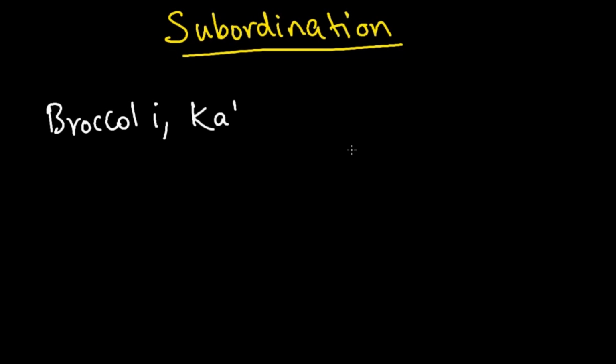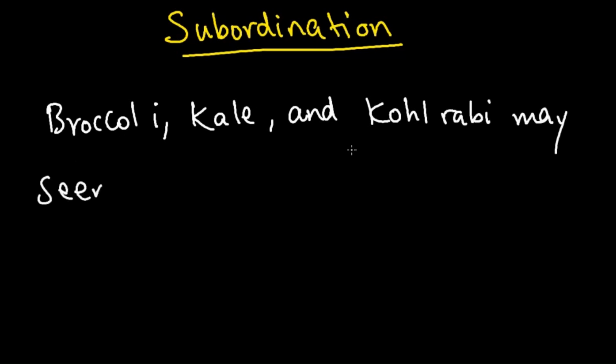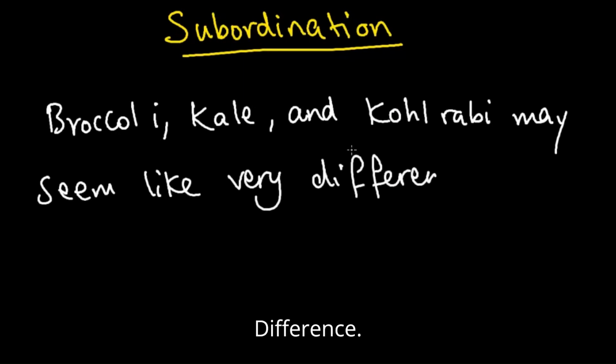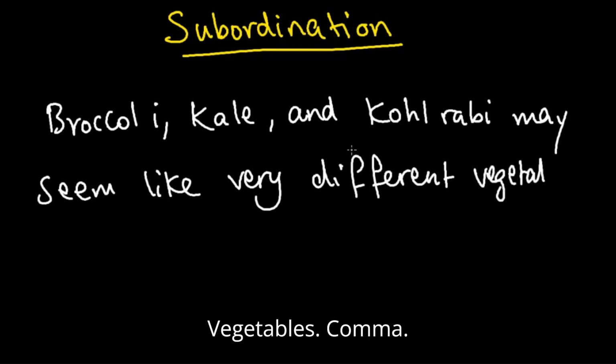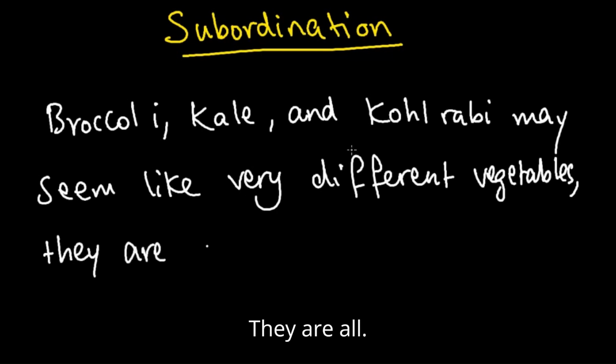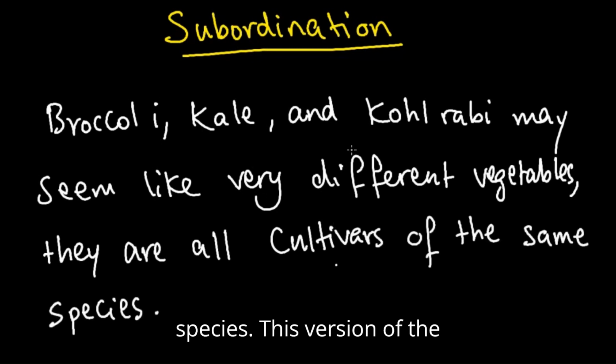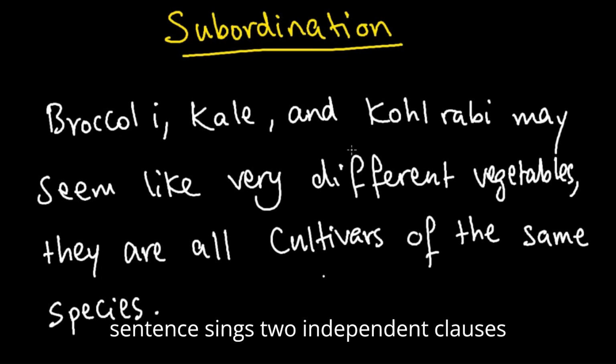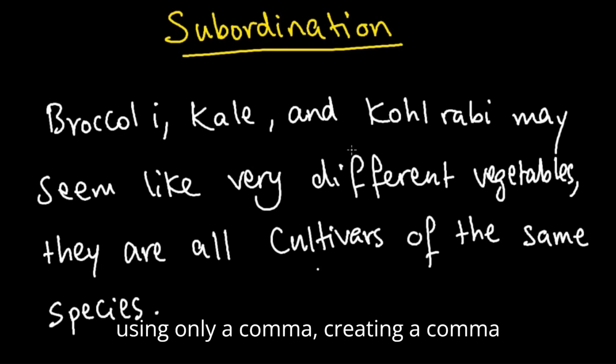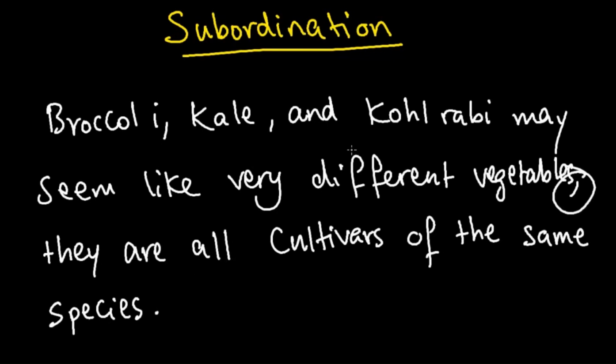Broccoli, kale, and kohlrabi may seem like very different vegetables, comma, they are all cultivars of the same species. This version of the sentence links two independent clauses using only a comma, creating a comma splice error. This is a comma splice.